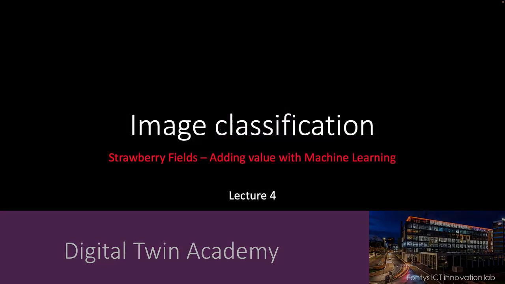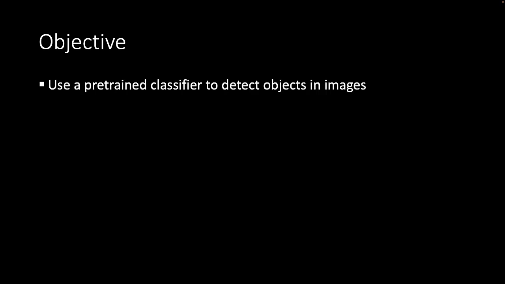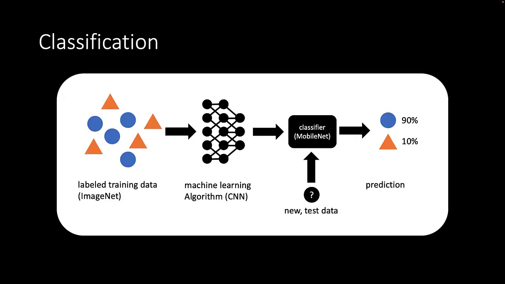Welcome to Lecture 4. In this video, we're going to use the pre-trained classifier, mobilenet, to detect objects in images. For mobilenet, they trained a convolutional neural network, CNN, with labeled training data. The training data contained images of objects, plants, and animals. After the training phase, you can use the classifier to predict the contents of new images.